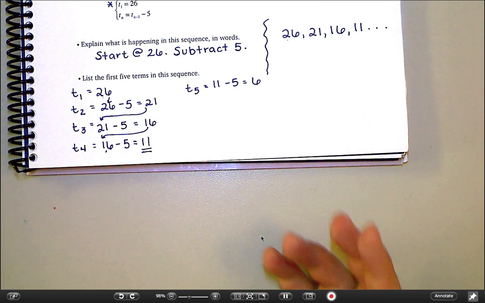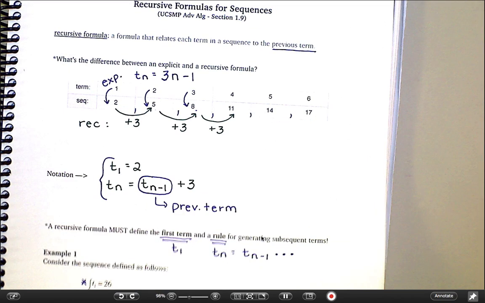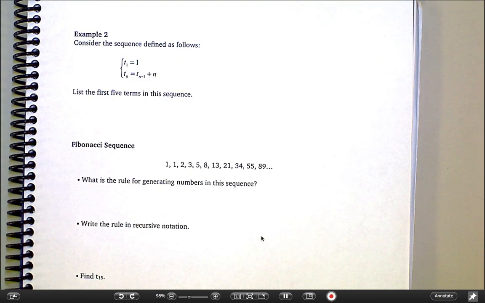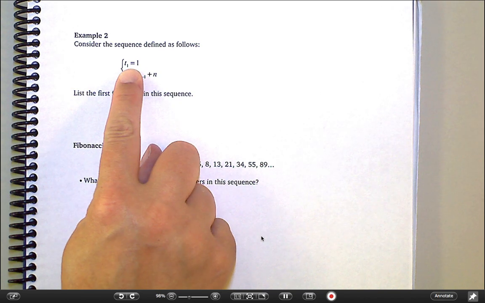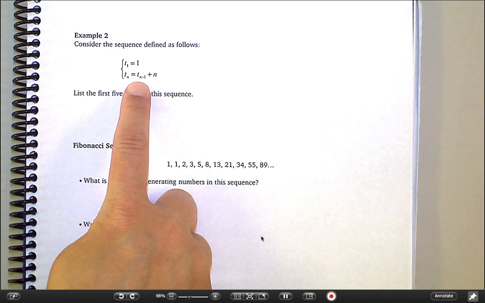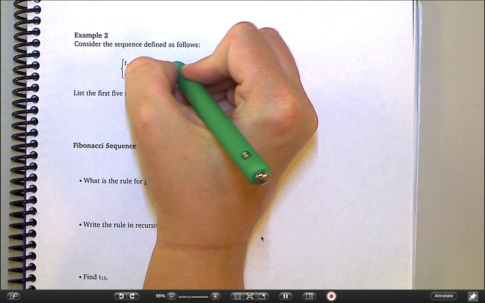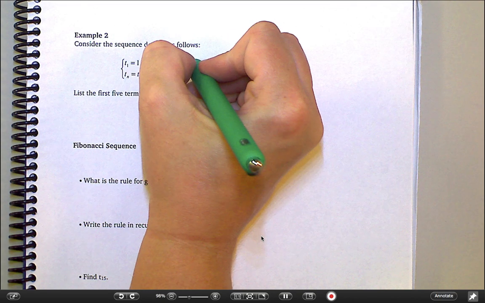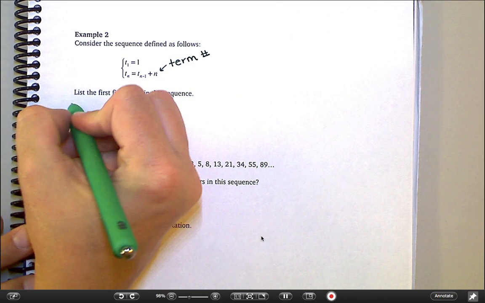Okay, so that's a pretty straightforward recursive formula, and that's what a lot of them are going to look like for you. I want to take a look at this next example, though, because it's not as straightforward, and I do believe there is one on your homework assignment that's similar to this. Okay, so this is saying term 1 is 1, and then to get the next term, I'm going to take the previous term and add n. Remember, n is referring to the term number.